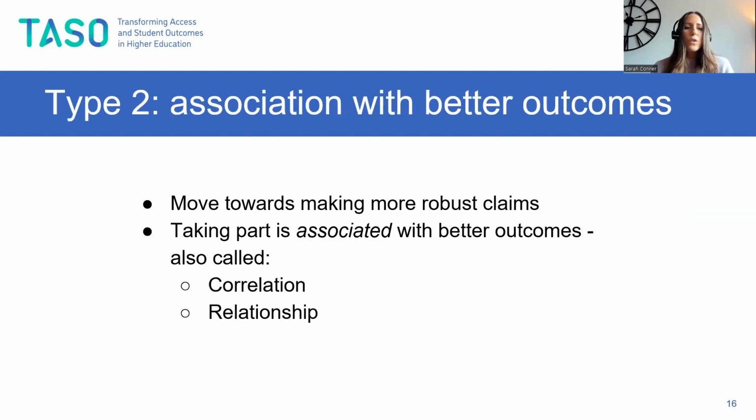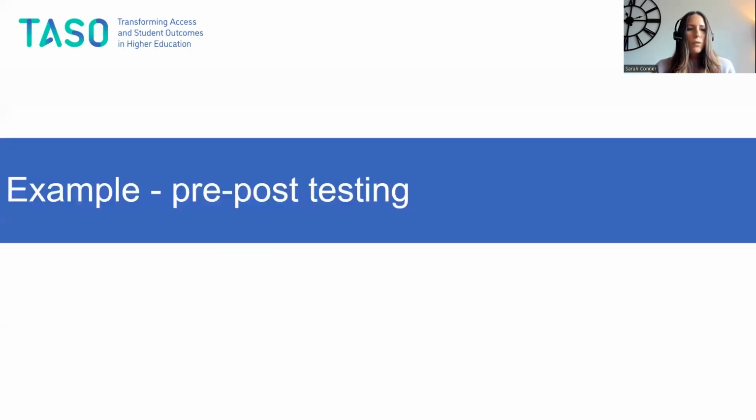So you can move towards making more robust claims, so stronger claims about an intervention. And at this point, we can say that an intervention is associated with better outcomes or perhaps poorer outcomes. But you might also see this as correlational evidence. So you're showing a correlation between an intervention and outcomes, or a relationship between an intervention and outcomes. So those terms are used interchangeably there. And an example of type 2 methodology is pre-post testing.